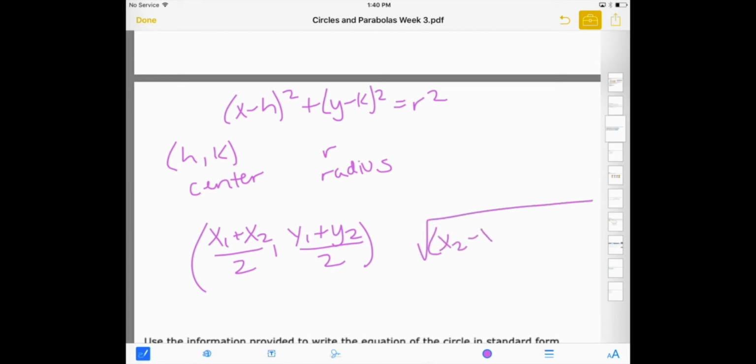We've worked on this a lot in pre-calc as well. So it's x2 minus x1 squared plus y2 minus y1 squared. It doesn't matter whether you do the y's first or the x's first. You're squaring it and adding it together anyway. As long as you have them from 2 to 1 in the right order, you will be good to go when you're finding the distance.